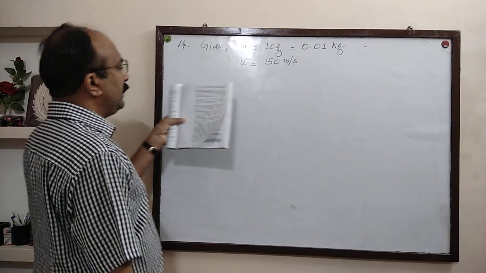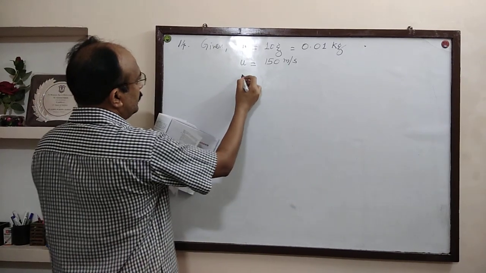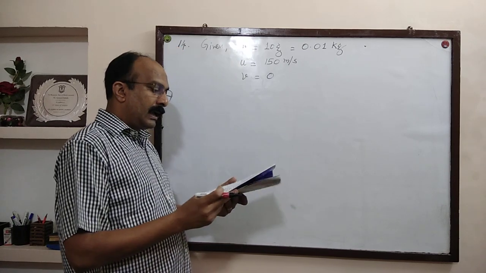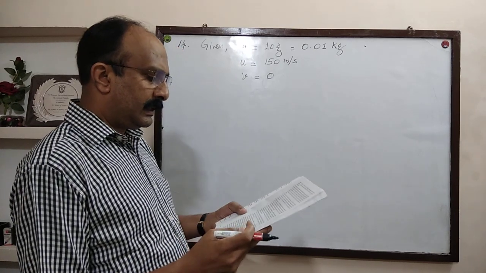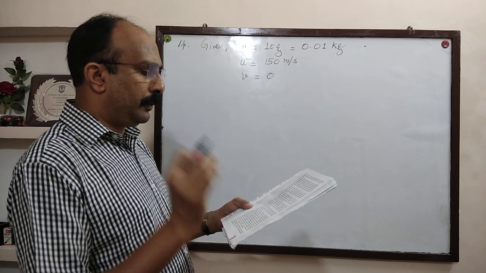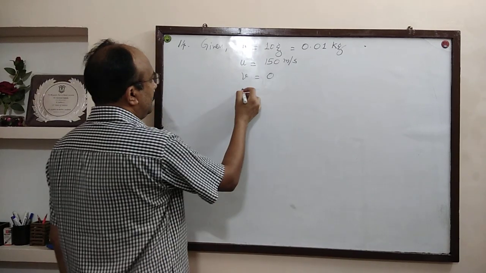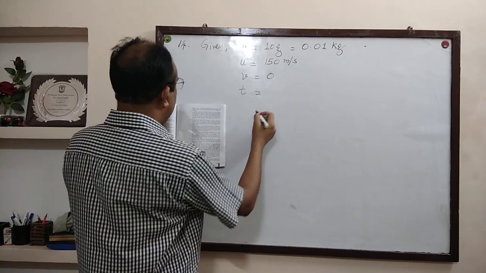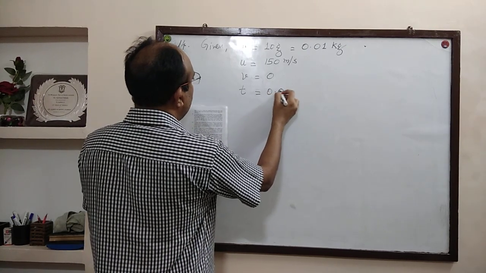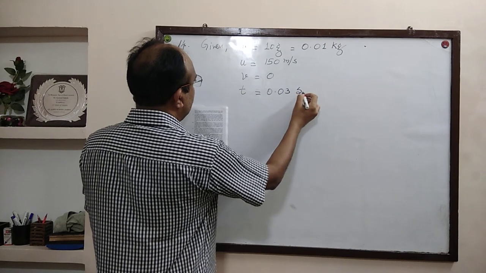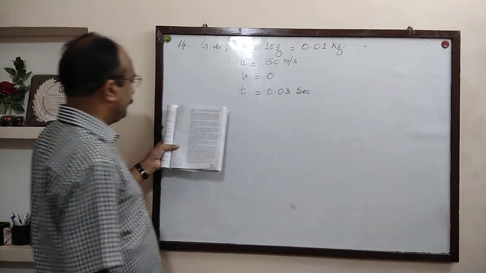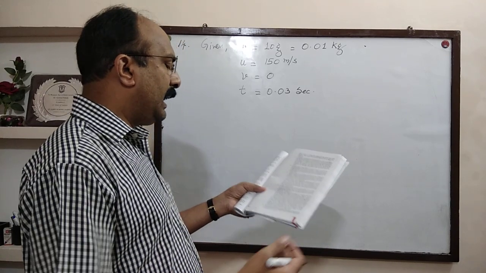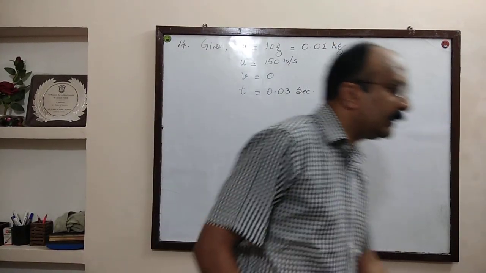After striking the wooden block, it is coming to rest. V is equal to 0, and it is coming to rest in 0.03 second. Time taken to come to rest is 0.03 seconds. Calculate the distance of penetration and magnitude of force exerted.